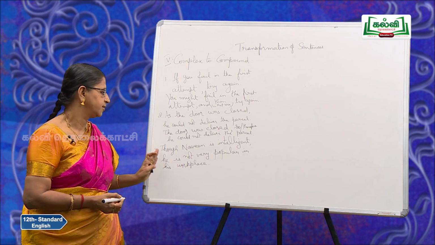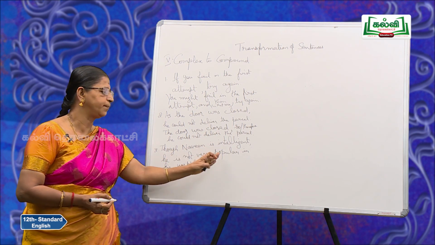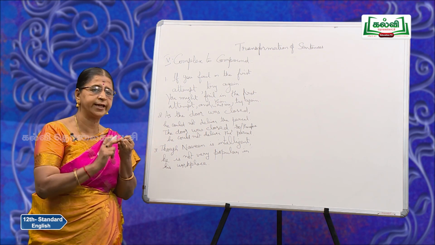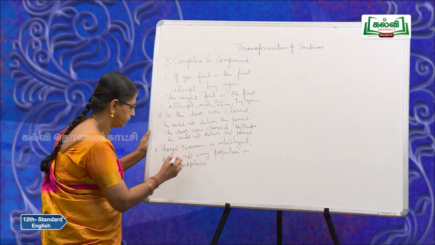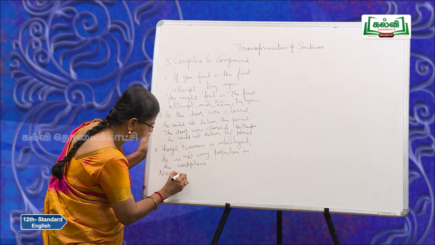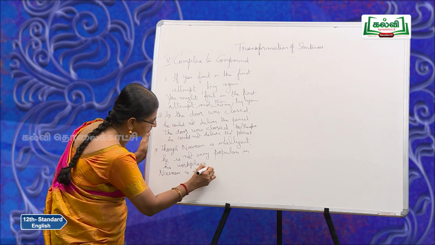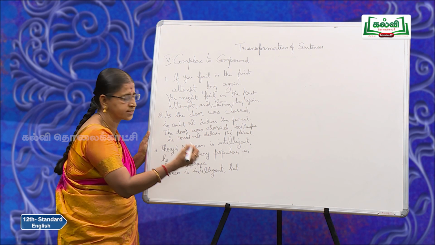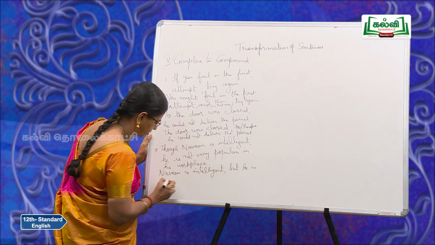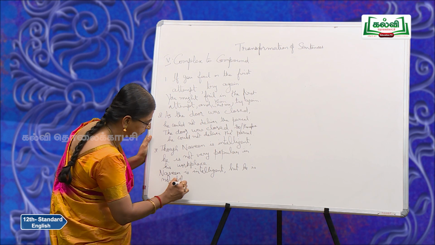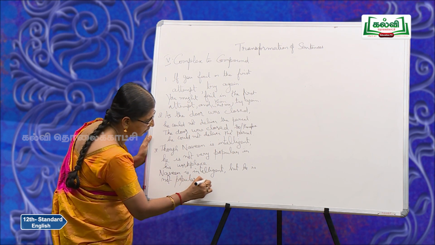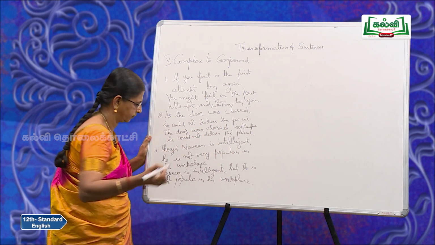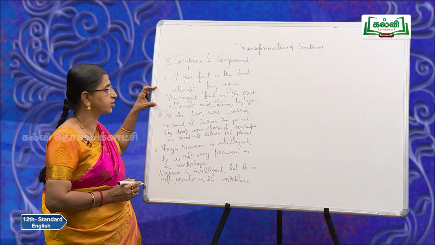Now, look at this sentence. Though Naveen is intelligent, he is not very popular in his workplace. Whenever you get though in the complex, you use but or yet or still in the compound. So, Naveen is intelligent, but or yet or still he is not popular in his workplace. So, did you understand the structure properly?